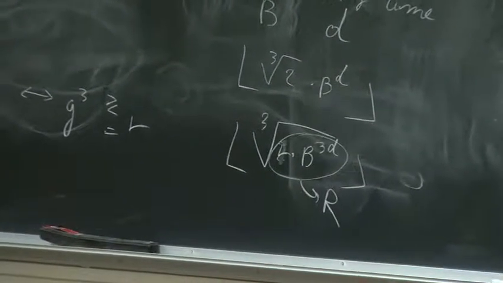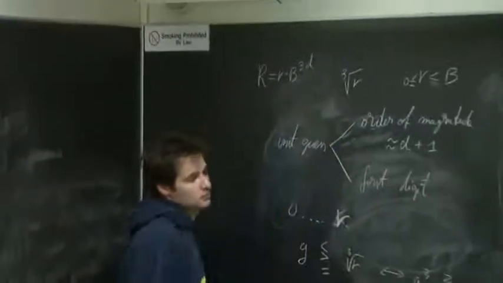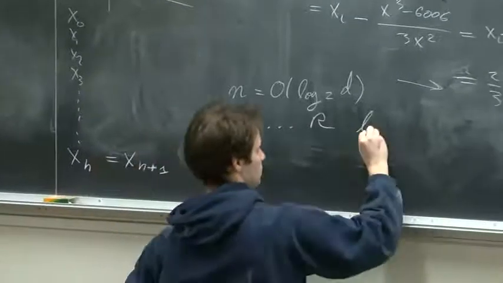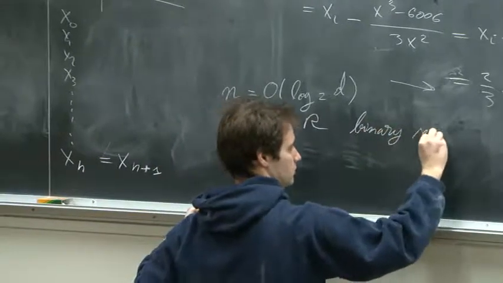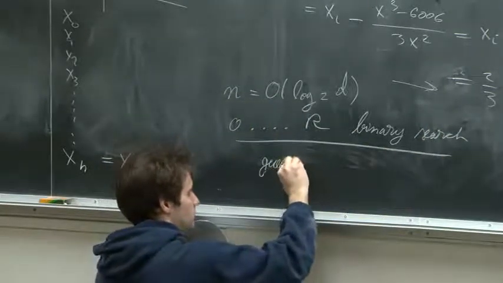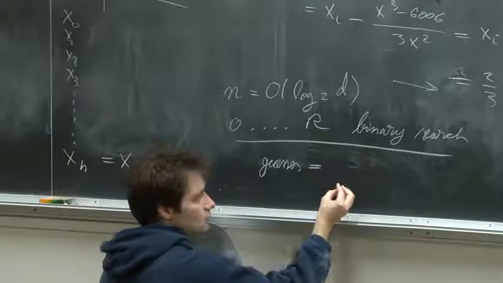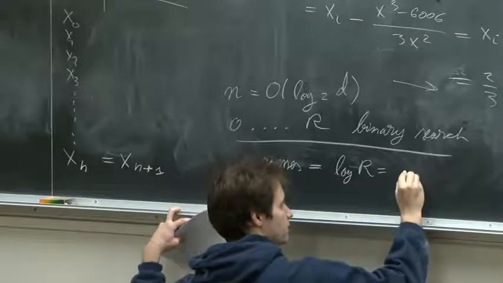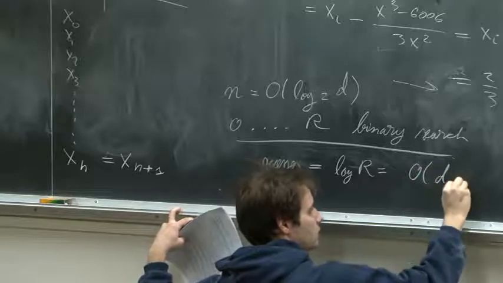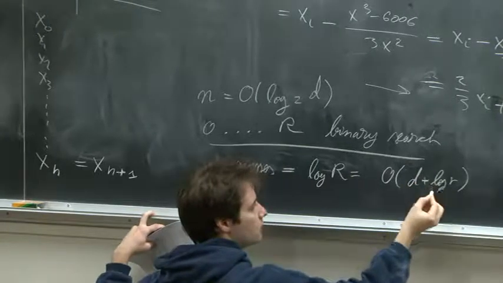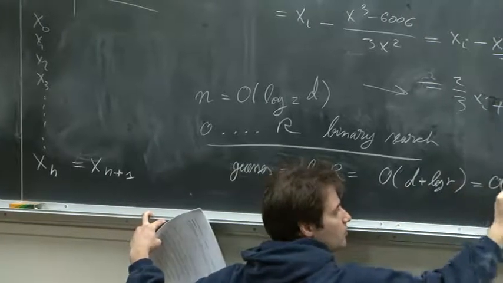So big R is little r times b to the 3d. Log R is order of d, it's the same thing, right? So the number of guesses is log big R, and then someone was one step ahead and said it's order of d times log little r, or I think it's d plus log little r. So this is order of d.